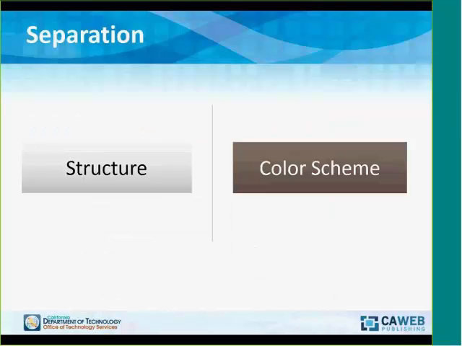When the state template was created, it was created with those specific ideas in mind, where you separate the structure from the color scheme, and then it gives you the ability to manipulate the color scheme for your organization. The state could have, independently, 300-something different color schemes, but the structure of everything looks the same. So there's some brand cohesion there.